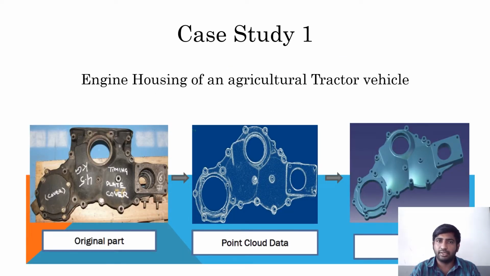So let's see some case studies. We have a few case studies, which I will address. First, the engine housing of an agricultural tractor. This is the original part. As I already said, we have only the original part, so we don't have any CAD data or any design-related data. For this purpose, we are in need of duplicating this original part.